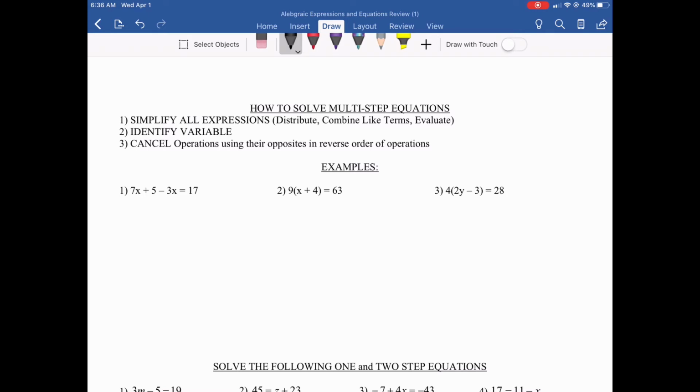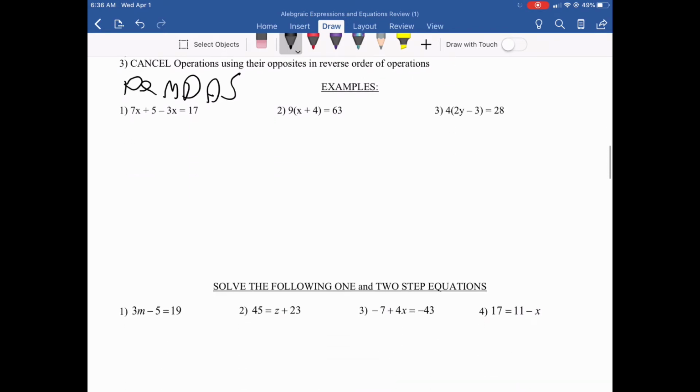How to solve multiple step equations. First, you're going to simplify and then solve. Remember PEMDAS: parentheses, exponents, multiplication, division, adding, subtraction. Write it on your paper constantly so you don't forget. All right, first we're going to combine the like terms. There are no parentheses. There are no exponents. No multiplication. No division. There's only adding and subtraction right here.